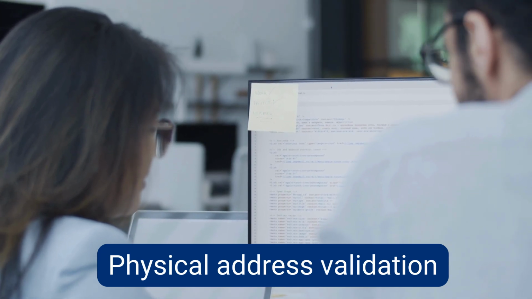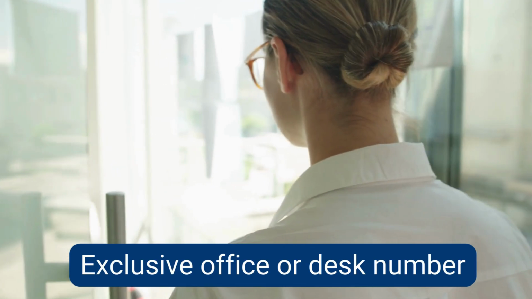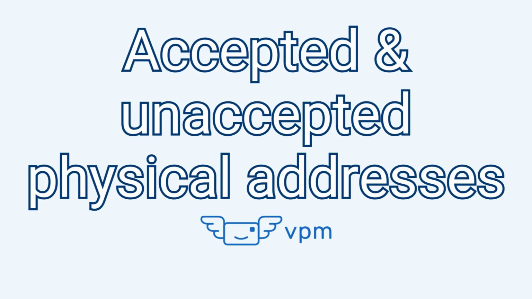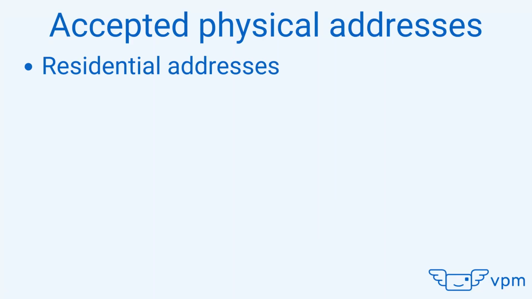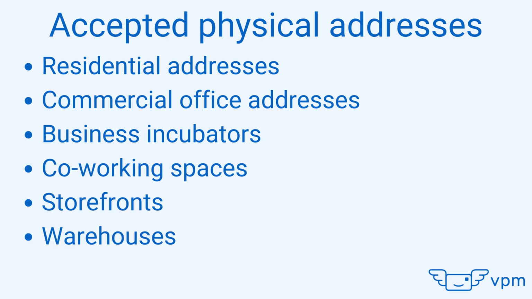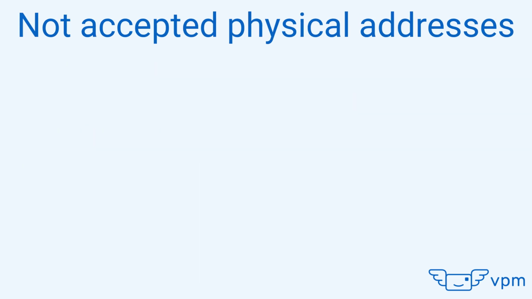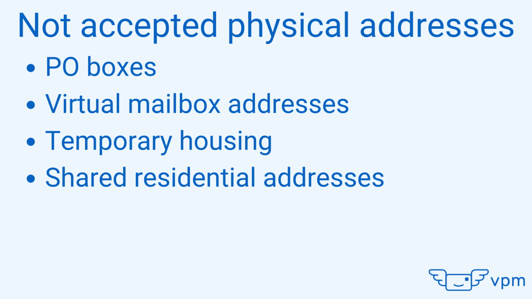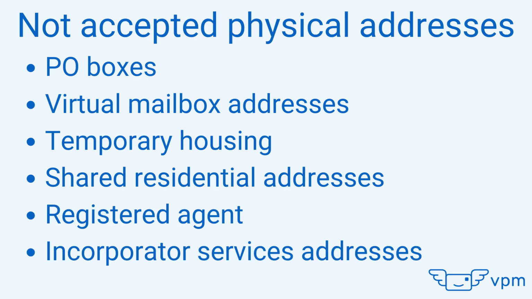For a virtual office to be valid, you must have an exclusive office or desk number clearly stated on your lease agreement. When registering for SAM and CAGE codes, see examples of acceptable and unacceptable physical addresses. Accepted: residential addresses, commercial office addresses, business incubators, co-working spaces with a dedicated desk, storefronts, warehouses, and industrial sites. Not accepted: PO boxes, virtual mailbox addresses, temporary housing, shared residential addresses, registered agent or incorporator services addresses.